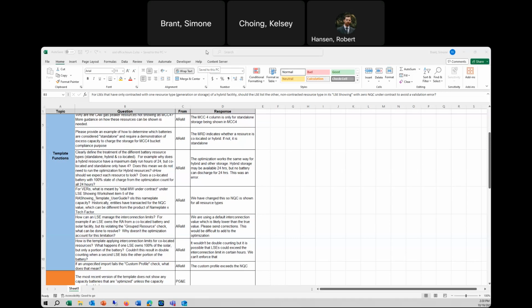I think generally, if you are just showing your storage later in the day once the sun is going down, it shouldn't be a problem. It's just if you were dispatching your battery at noon, that's when you might run into it.